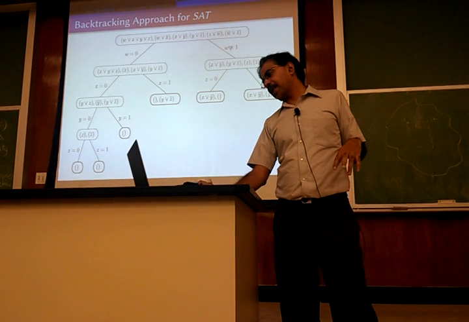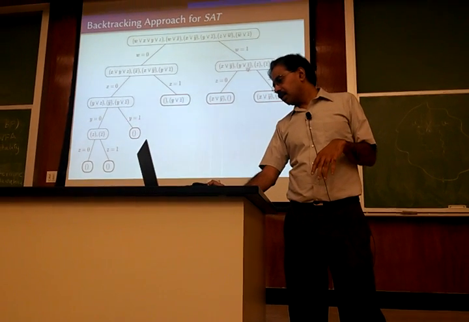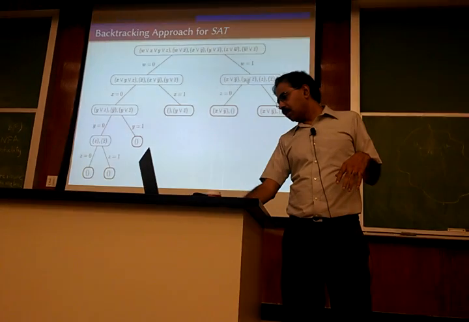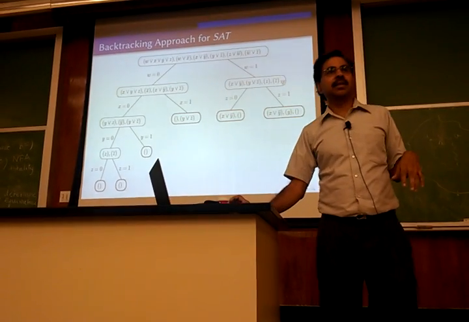Now let's go down this branch where W equal to 1, and when W equal to 1, you end up with already something that has Z and Z bar.